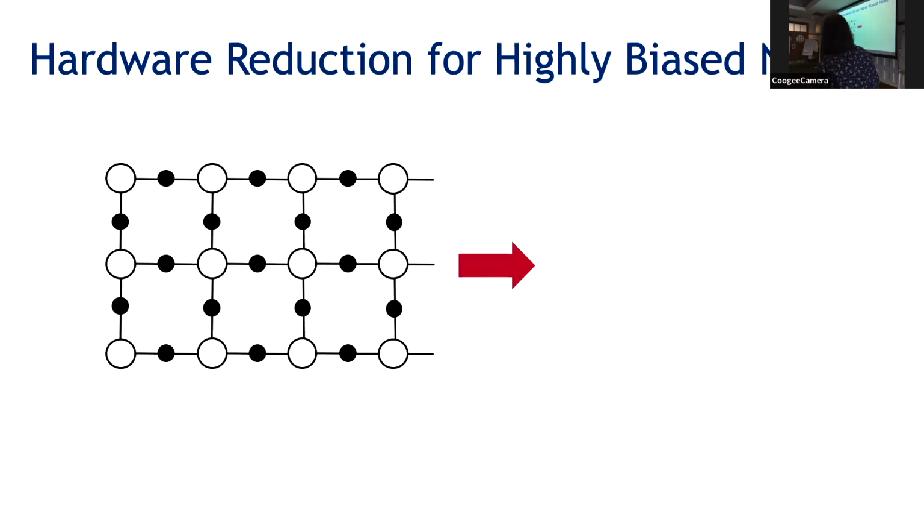Okay. So now what is the implication also beyond the threshold? What is the implication of having biased noise? What is the implication of having a 2D decoding graph?